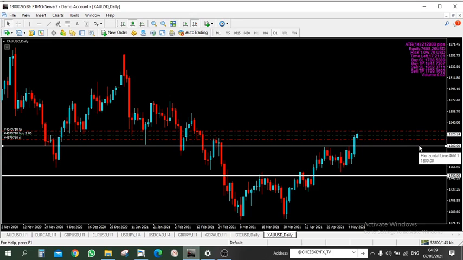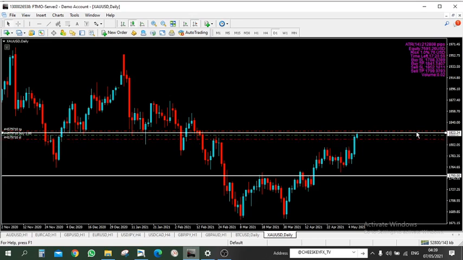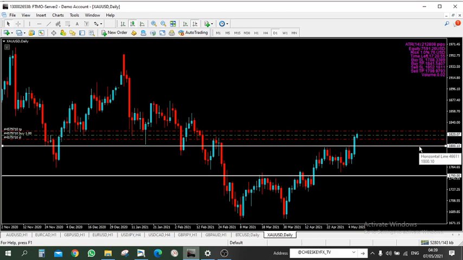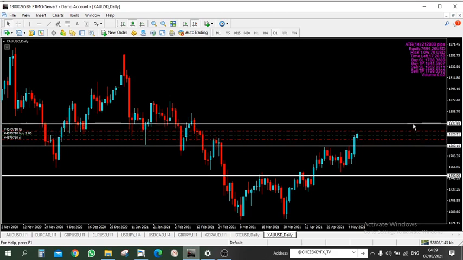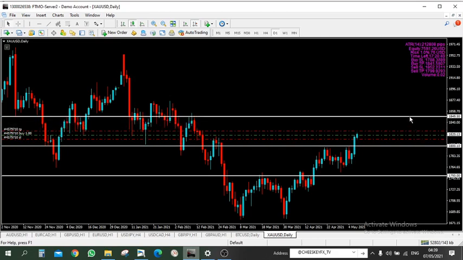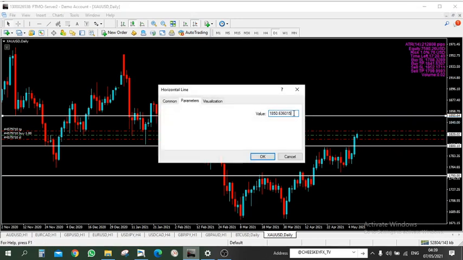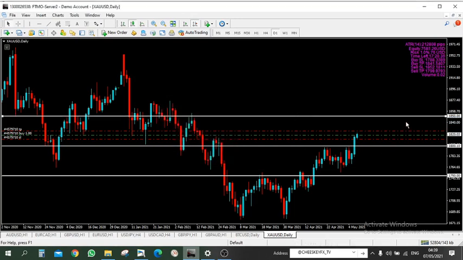So my next resistance will be 1850. That is my next resistance zone, 1850.